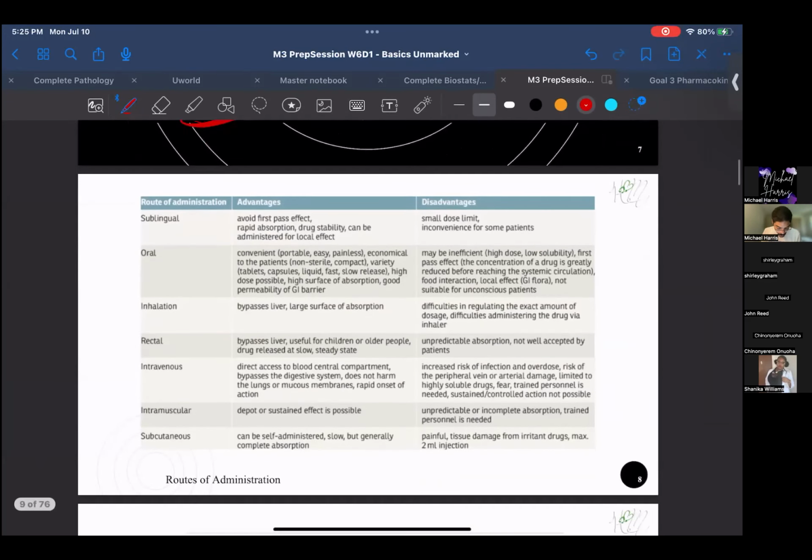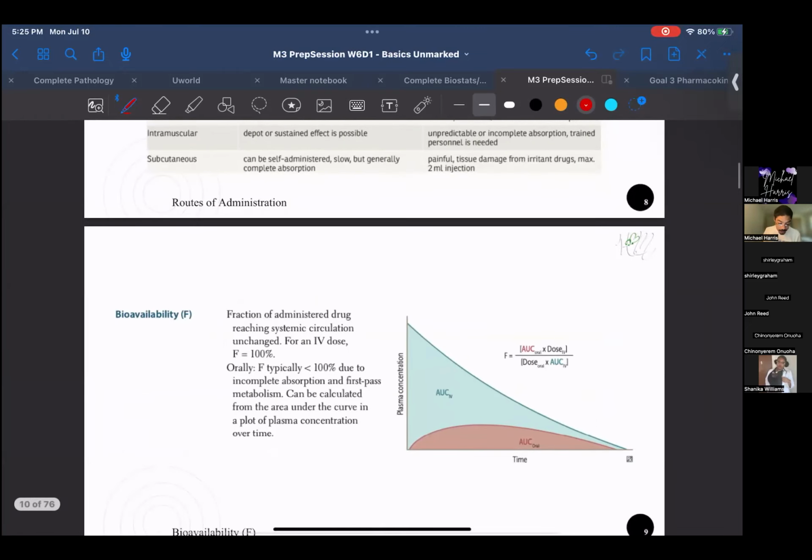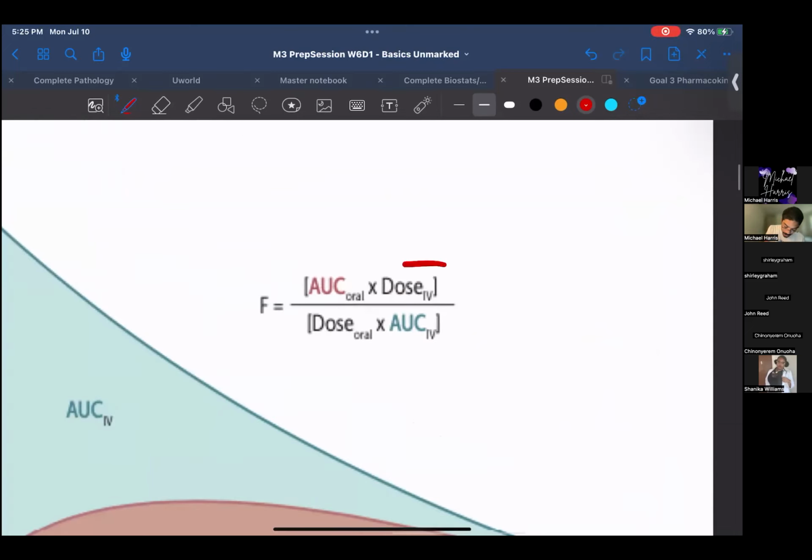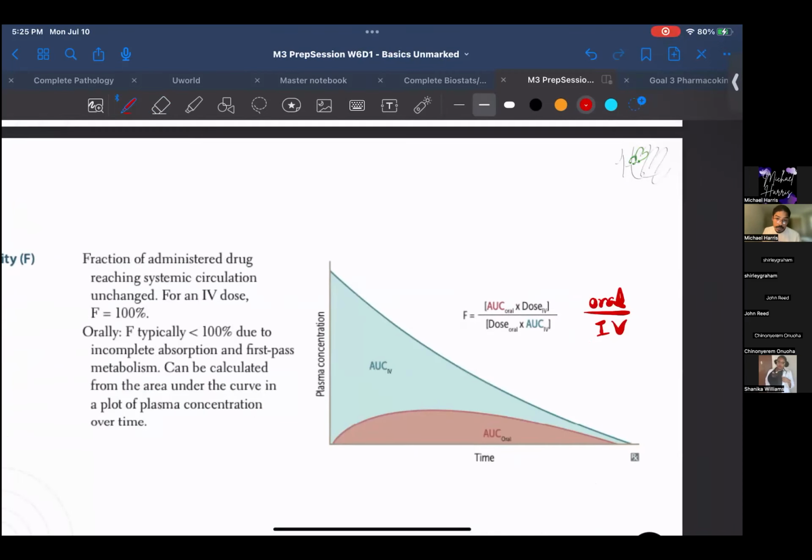All right. Here, nothing new. Just going to keep moving on. Here is bioavailability. Just like I was discussing with you, it's how much orally divided by how much IV to calculate out bioavailability. And you see that calculation here: orally divided by IV. Okay? Any questions on that?